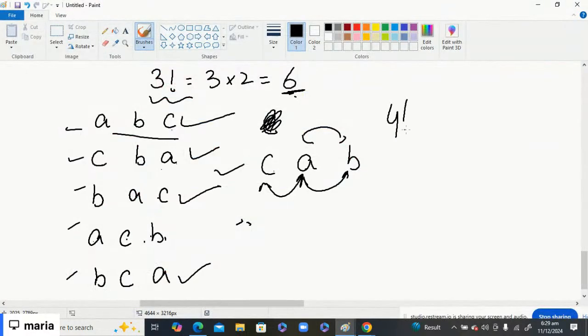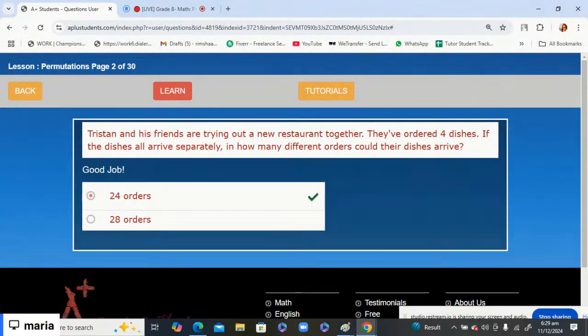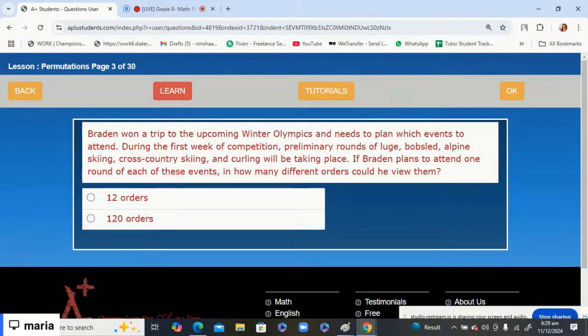And we already know the 4 factorial answer. What's the answer of 4 factorial? That is 4 times 3 times 2, which is 24. Okay, here it's 24.